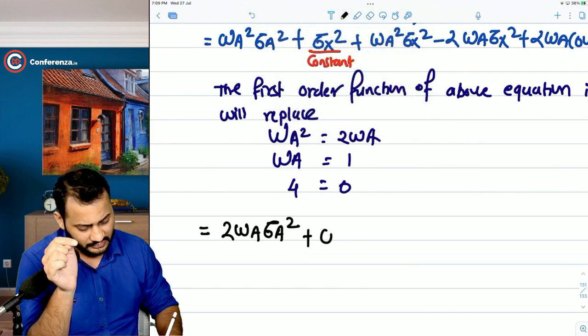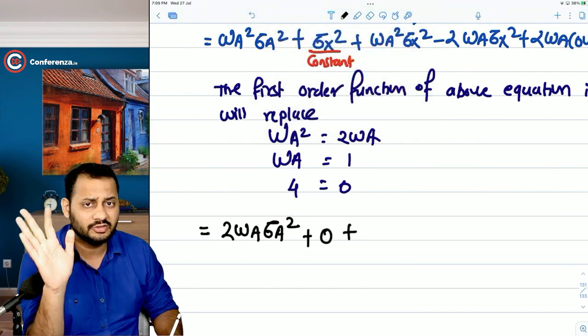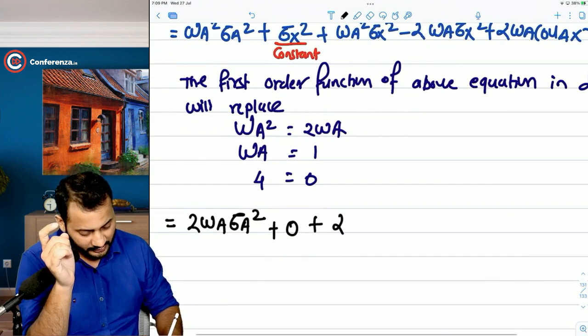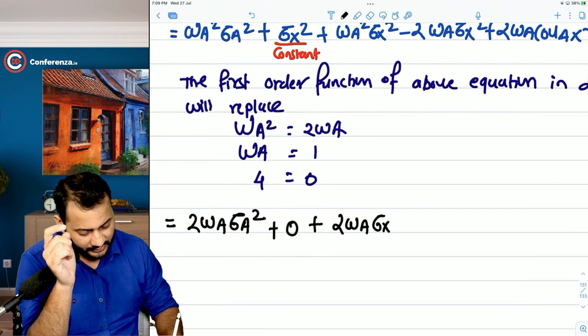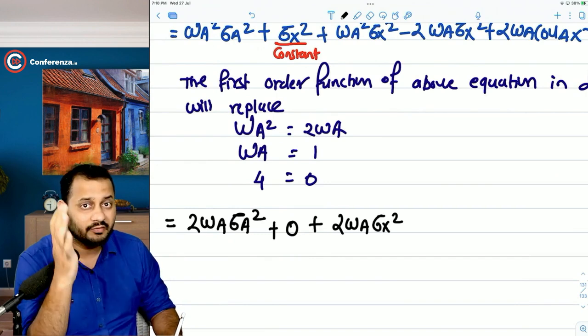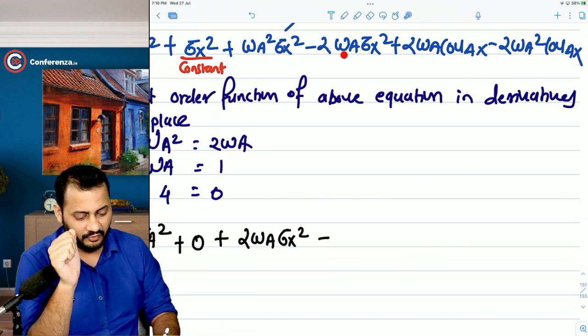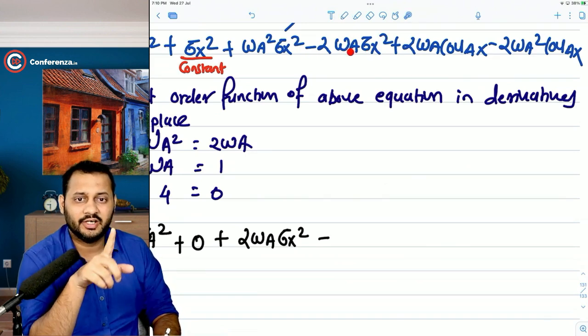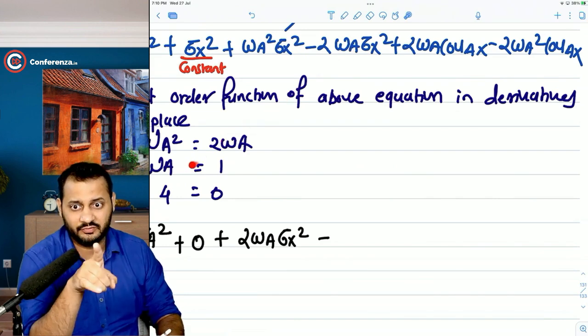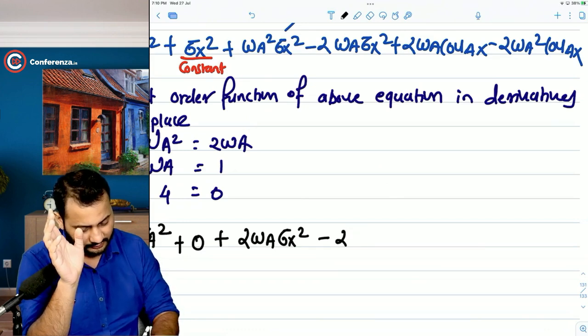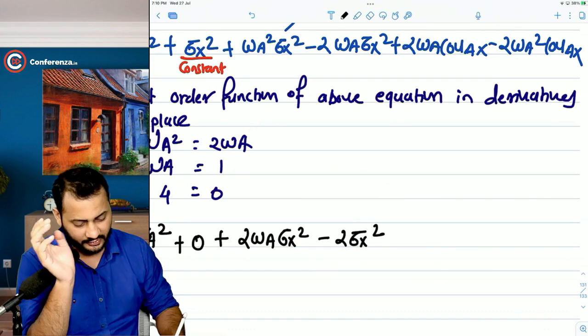Now it will be 0. Simply, it does not include. Then the second part, 2 weight of A square standard deviation of x square. 2 will come in front. Minus, see, 2 weight of A standard deviation of x square. This weight of A will become 1. This weight of A will become 1. So 2 into standard deviation of x square, right?